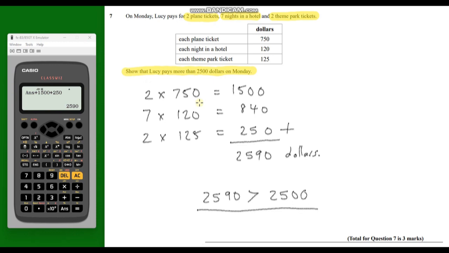And after just saying that, I think it probably is best to include this, because if you just include this, you're only saying how much she pays. So I think it's probably best to verify and confirm that it is more than 2,500 here.